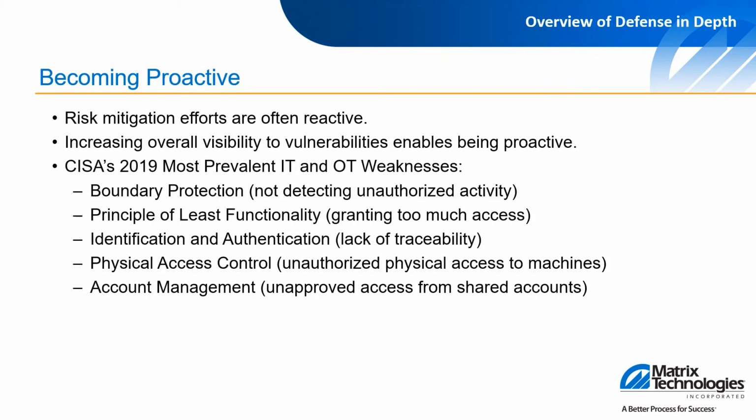By increasing overall visibility as previously described, it's possible to proactively approach risk mitigation before an exposure and losses occur. Even small changes to your day-to-day operations can have a significant impact on mitigating risks when taken proactively. The U.S. Cybersecurity and Infrastructure Security Agency provides information about common weaknesses in IT and OT systems. We have included some material from the agency here, as well as a link to this information, which will be in the video description.